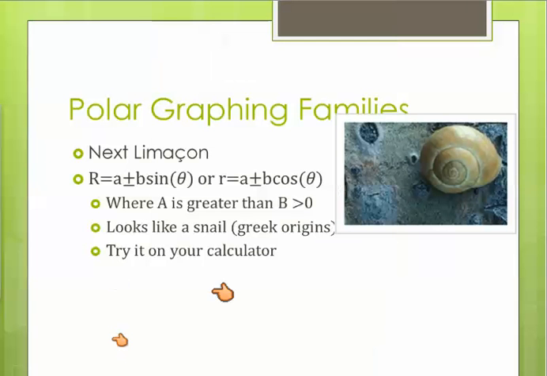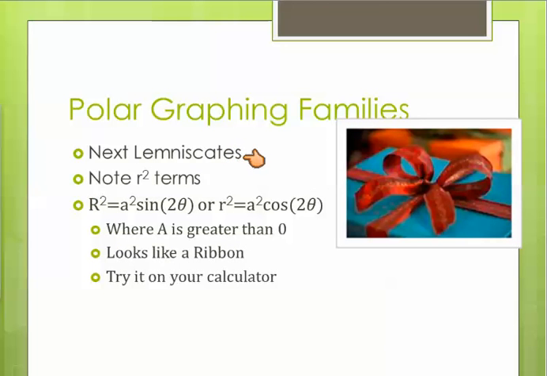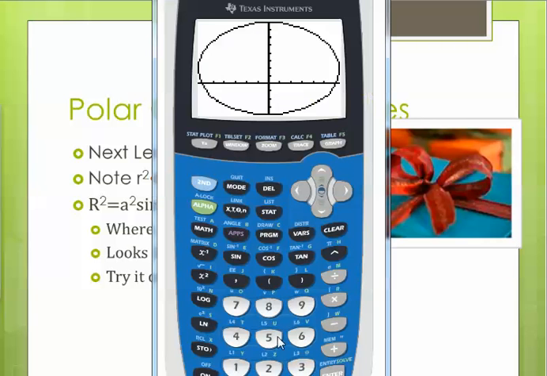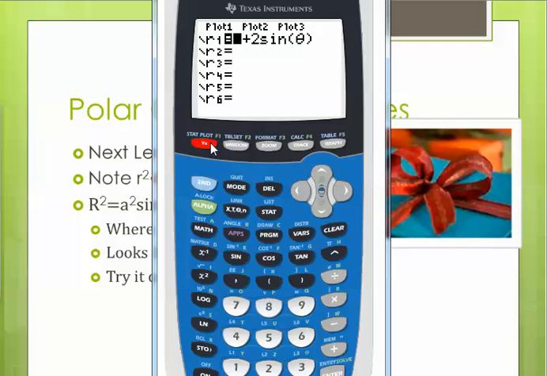Okay? So let's look at the next one here. After a limaçon is a lemniscate. This is the one that's supposed to look like a ribbon. Okay? I want you to notice I've got r squared terms here. So what we're going to be dealing with when we're trying to put it in terms of r is dealing with square roots. Okay? So let's try to graph some of these, make them look like ribbons. Okay, this is the one where I got to think just a little bit. So let's leave it at 6, just because we want to leave it there. 6 squared.